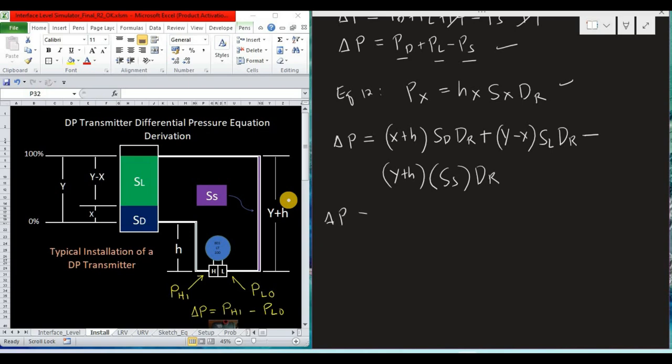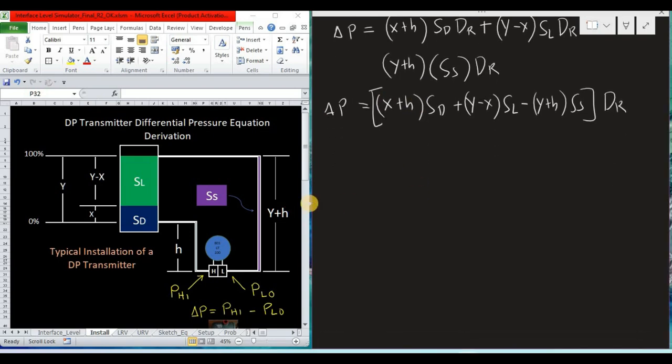Now we can factor out dr, and then we can write delta P as x plus h times SD plus y minus x times SL minus y plus h times SS, times dr. And then we can expand the terms in this expression. So delta P equals x SD plus h SD plus y SL minus x SL minus y SS minus h SS, multiplied by dr.